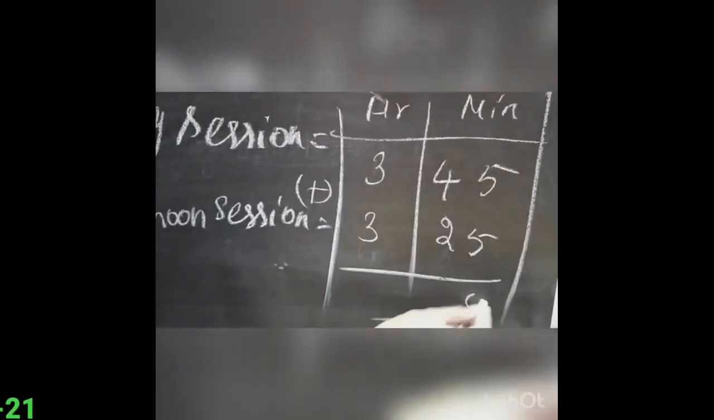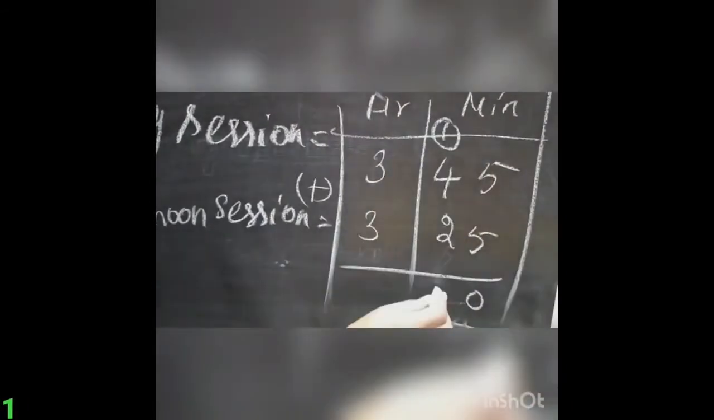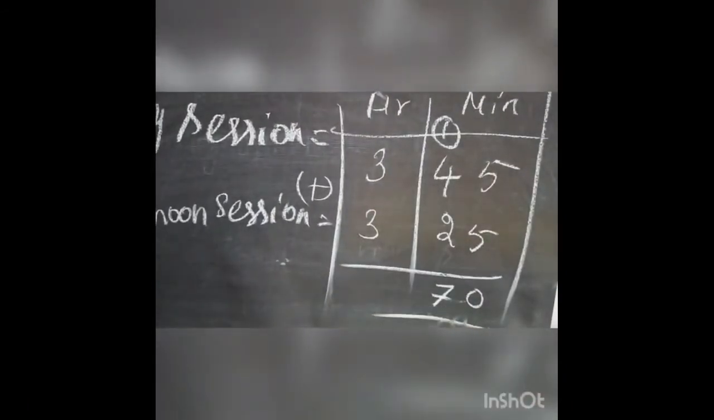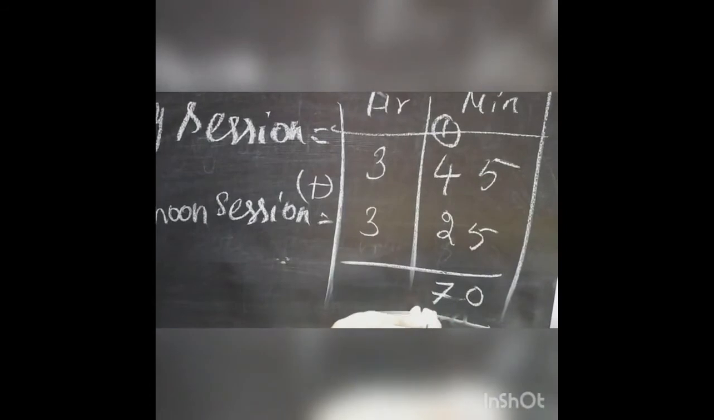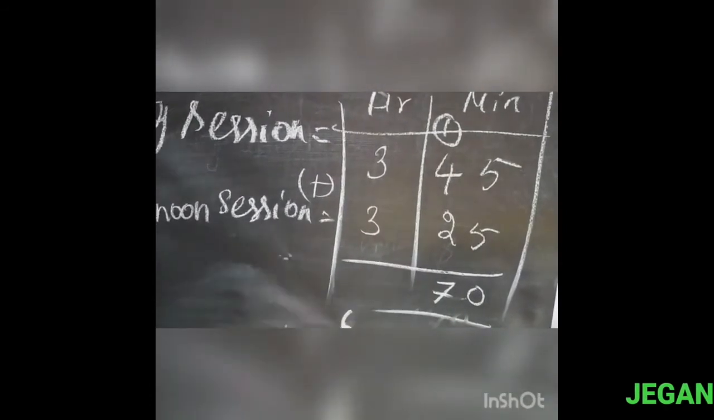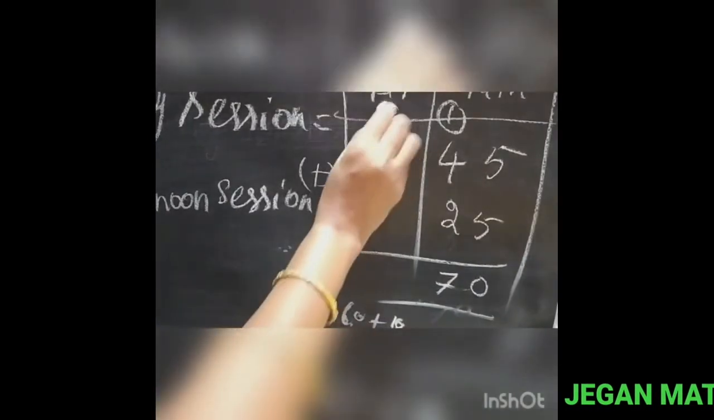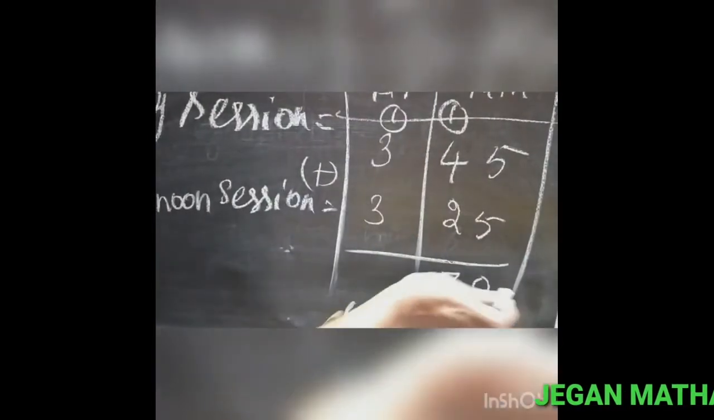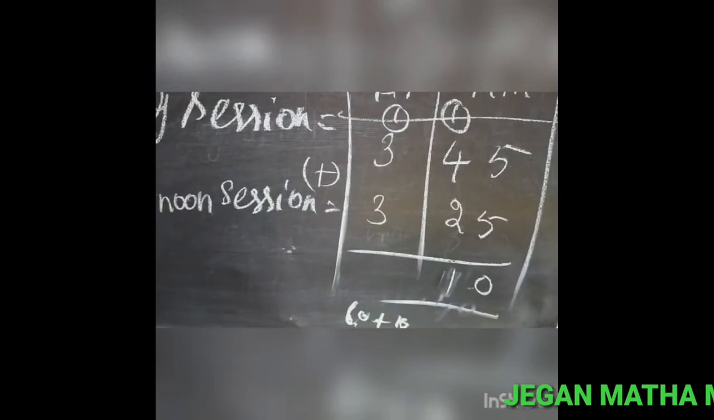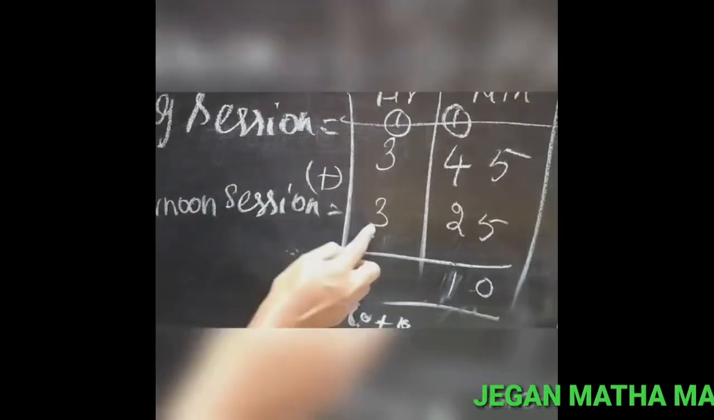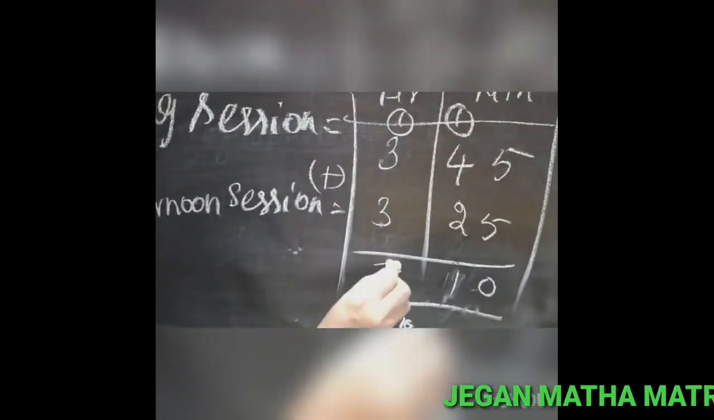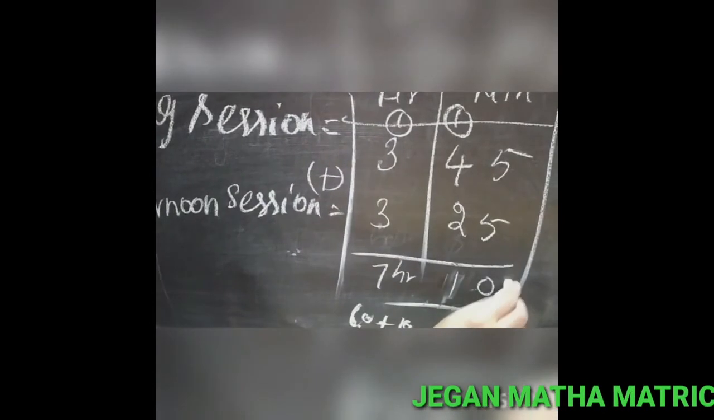Here 0, the balance one is here, 7, here 70 minutes. So you can split this one, 60 plus 10. Convert this into 1 hour, the balance 10 minutes. So the minutes place is 10 only. Here you have to add 3 plus 3, 6, plus 1, 7 hours 10 minutes.